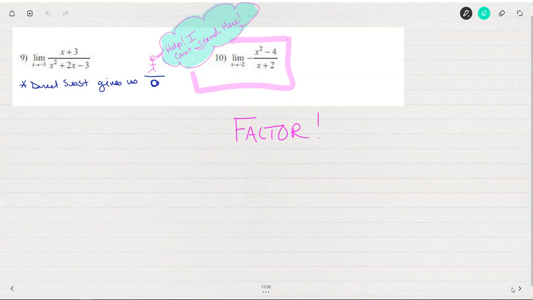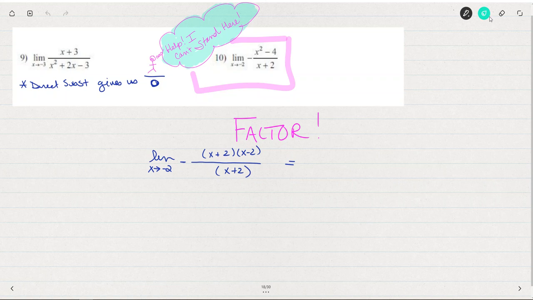Number 10 gives us another 0 in the denominator. Help! He can't stand here because he's standing on a 0. It's like standing on a log or a unicycle. What do we do next? We try to factor it. I'm going to give you a second to think through how to factor this x squared minus 4. The hint I'll give you is that it's the difference of squares. And I'm also going to encourage you to be mindful of this opposite sign out in front.